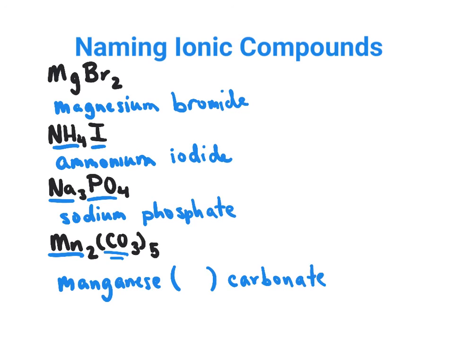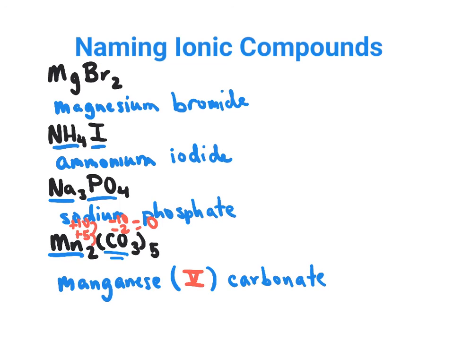And then we got to figure out charges. And remember that ionic compounds are electrically neutral. We know carbonate is -2, and there's 5 of them, so together that's -10. So for this to be neutral, I've got to get +10, and since I have 2 manganese, each one has to give me 5. So this is actually manganese(V) carbonate.